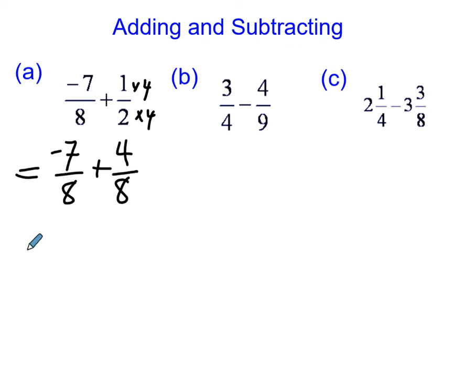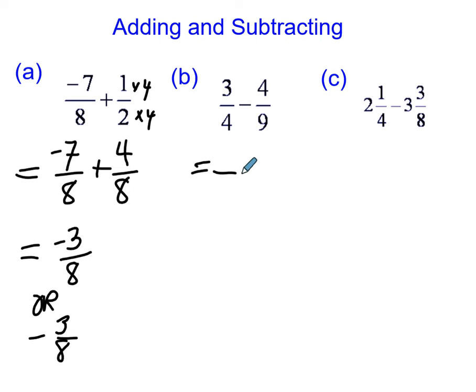And now all we're really doing here is adding and subtracting integers. Our denominator stays the same, and then we're just thinking, what is -7 plus 4? And -7 plus 4 is -3. You can choose to put it on the top, or you can also just write it like that in front. Both are totally acceptable.